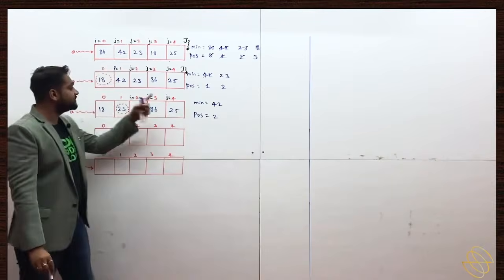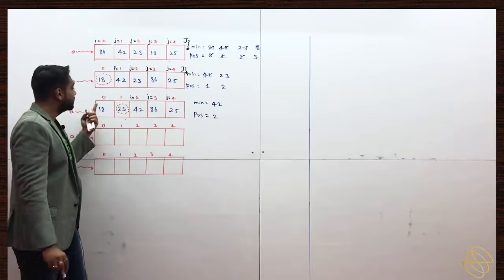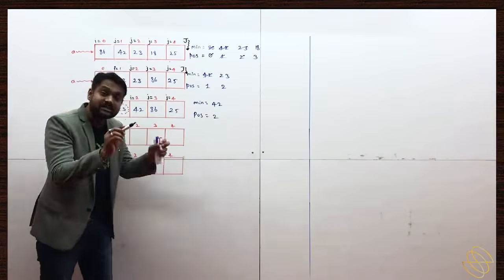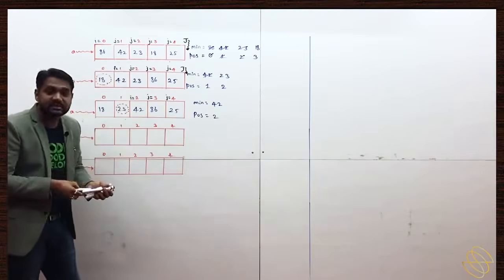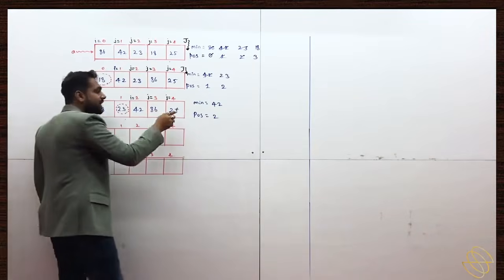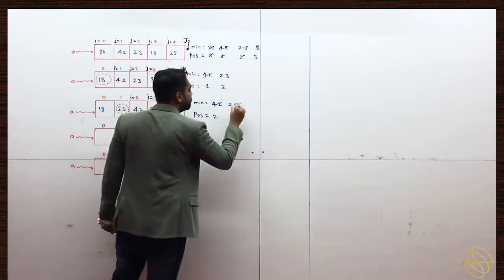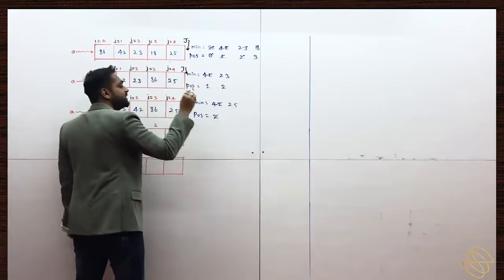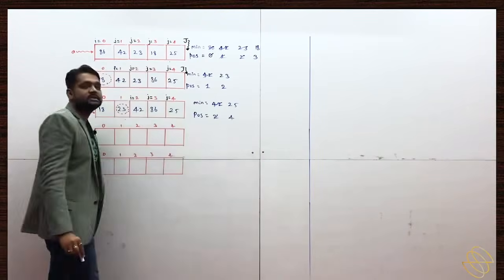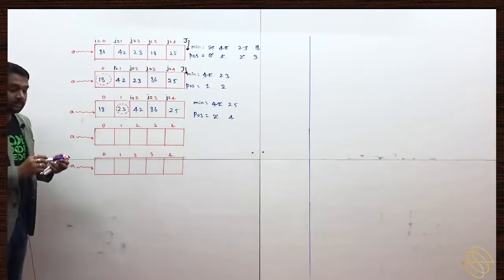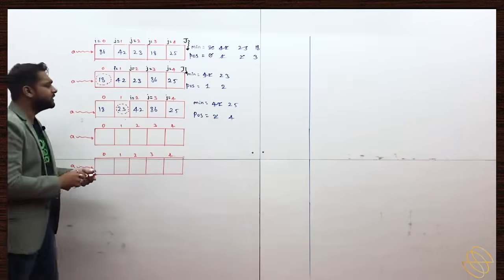Again check whether array of J is less than minimum. Is 25 less than 42? Yes, it is less. If it is less, then take array of J, give it to minimum. Its position that is present in J, give it to POS. Did we complete? Move ahead.